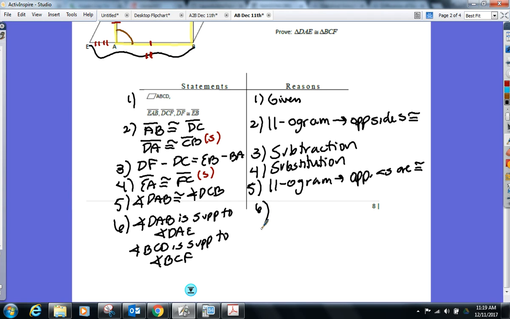Anybody remember the reason why I know those angles are supplementary? It used to be up there. I believe it was in pink, I think. Emily? Why was it linear pairs or supplementary?